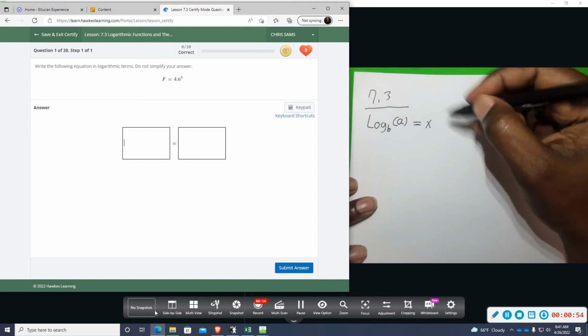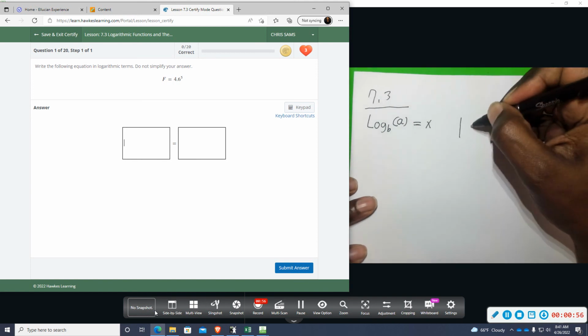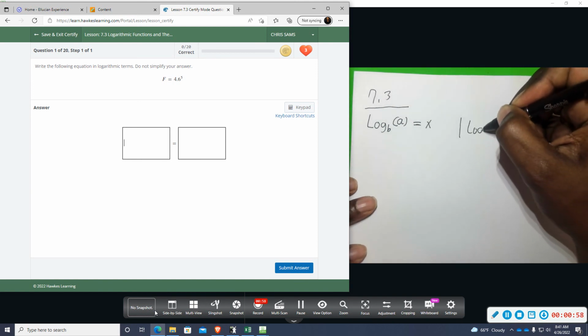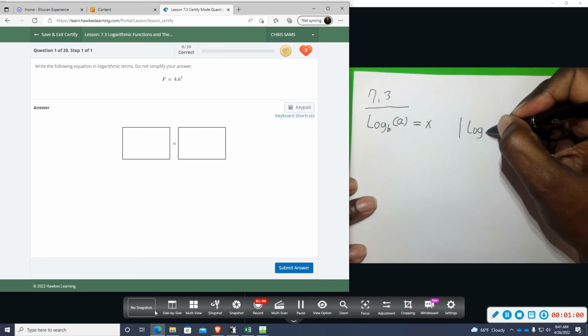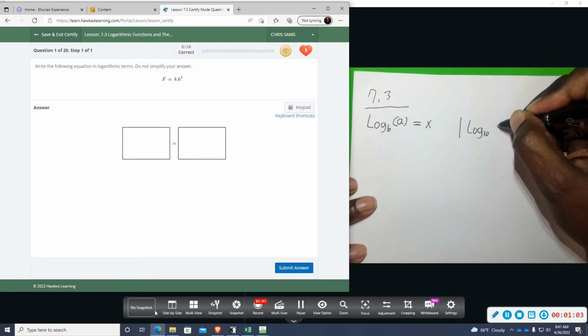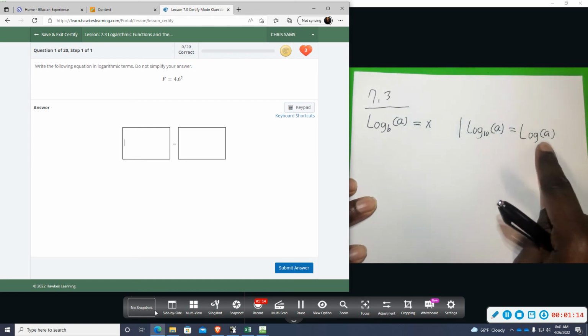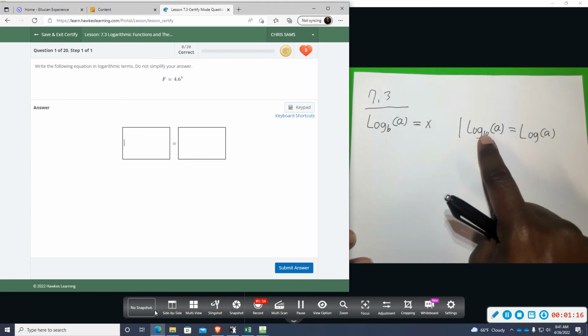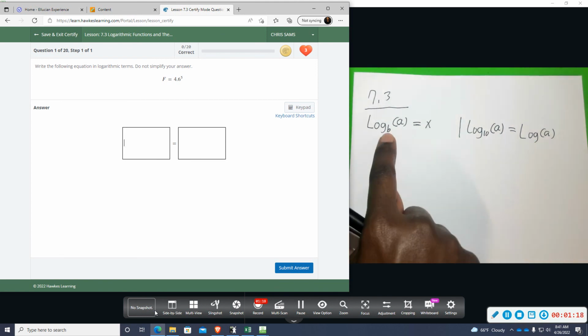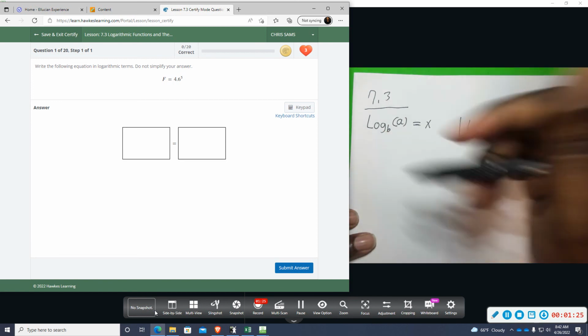If we do not give you a base, if I just write log, the base is understood to be 10. Okay, so I can say log base 10 of a, and that's the same thing as if I just wrote log of a. So understand, if you see log, it's understood to have a base 10 unless they give you something different. So now we will go from log to exponential.